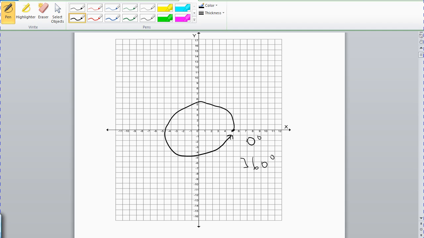But here's the thing. I can keep on going. If I go around again, that's 720 degrees. I can keep on going as many times as I want. Well, all these angles actually have the same measure. They actually mean the same thing. They have the same trig values. It doesn't have to be there either.